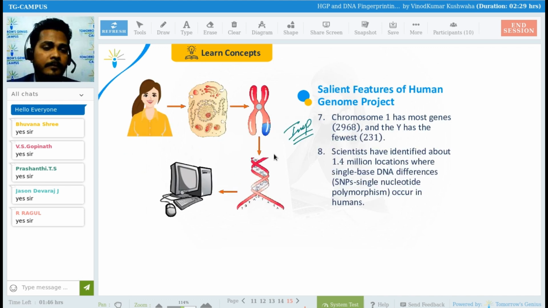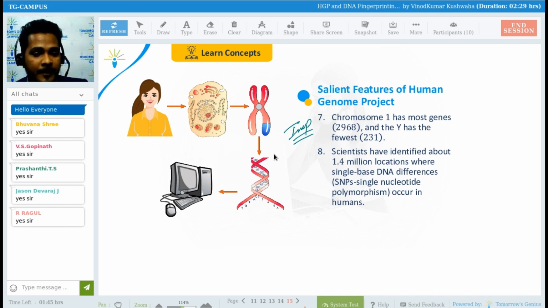Another salient feature I would like to tell you is that the total length of human genomes differs very widely, right? The average gene size is 3000 base pair. Beta globin and insulin genes are less than 1 kilo base pair long, right?